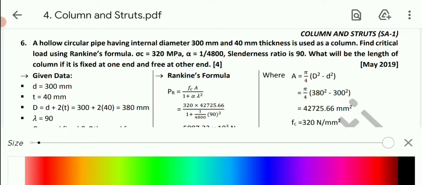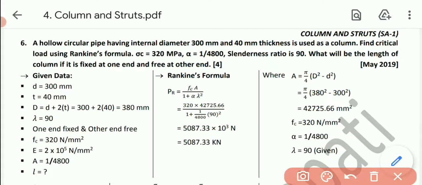Now next, moving forward, it is used as a column. Okay, no problem. Find critical load using Rankine's formula. Now they have mentioned that for this one we need to completely use Rankine's formula only. Now as we are solving the sum using Rankine's formula, we need the unknowns FC and alpha.